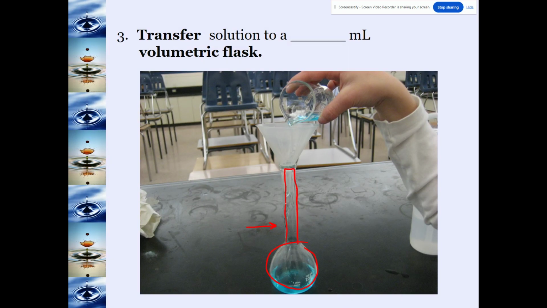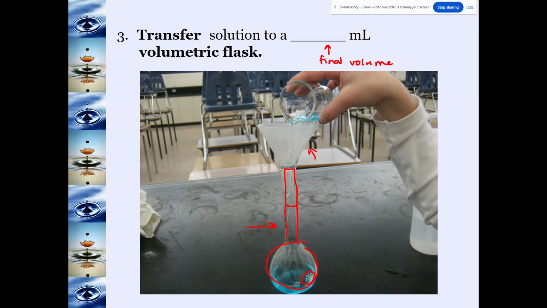Now, there is a line partway up the neck that is calibrated for the specific volume of the volumetric flask. Volumetric flasks only measure one volume, whatever your final volume is. So you have to say which type of volumetric flask you're going to be using based on your final volume. Okay? So this here, if you can see, is a 100 milliliter volumetric flask.